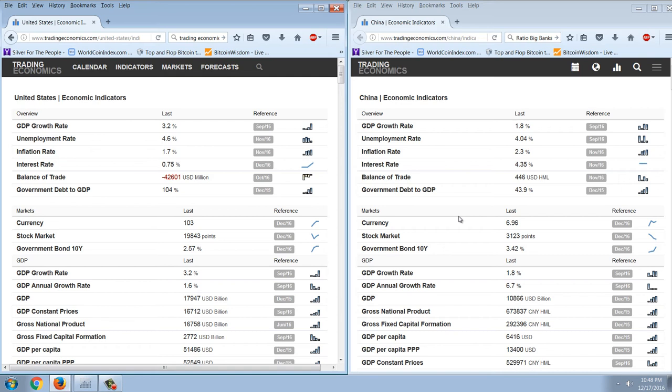They tell you that. Now, if you look at the balance of trade, you can see it's absolutely atrocious. The United States is quoted as 42,601 in U.S.